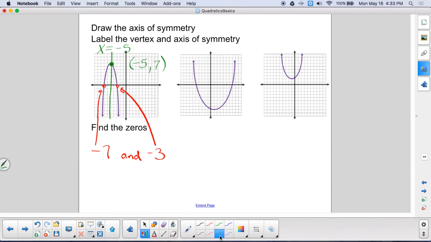Drawing the axis of symmetry on the next one. This line here, x equals 1. The vertex is this bottom point right here. It's a low point, (1, -8) looks like. Zeros for this one: it crosses here and here. Looks like -5 and 7 for your zeros.